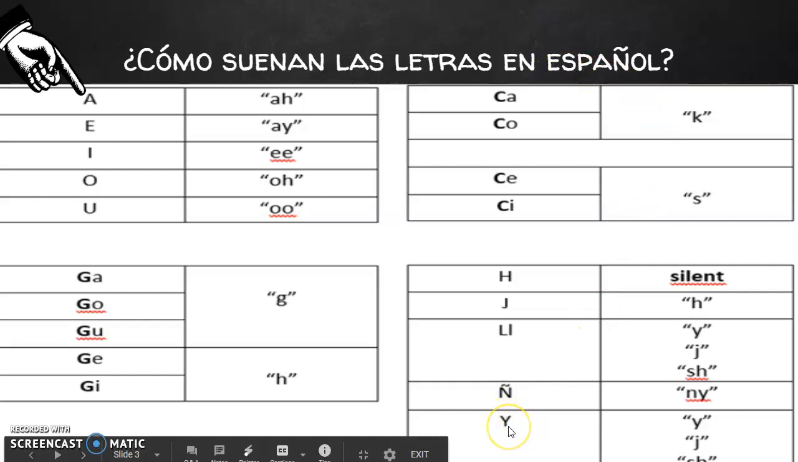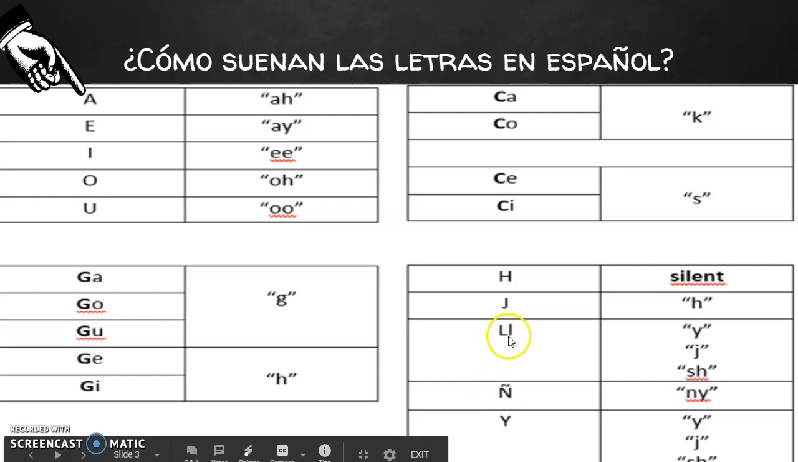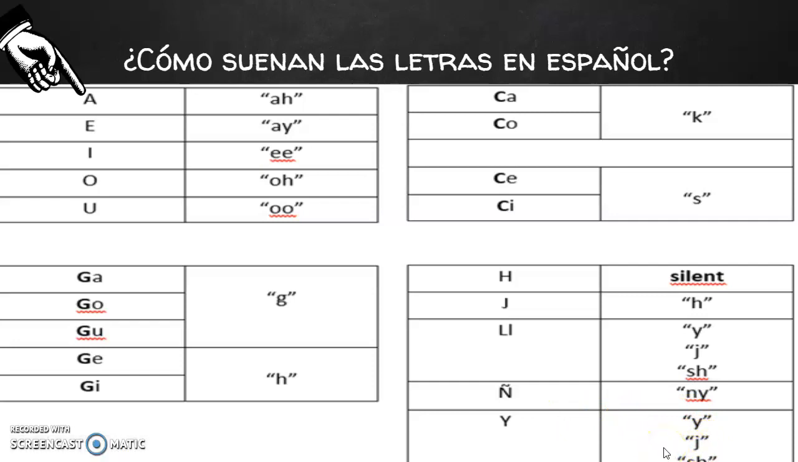And the last rule of pronunciation is our letter Y, very similar to the double letter L. We have three different ways that this may be pronounced, as a y, a j, or a sh. The only difference is that whenever we use the letter Y to say and, we will pronounce it instead as E.